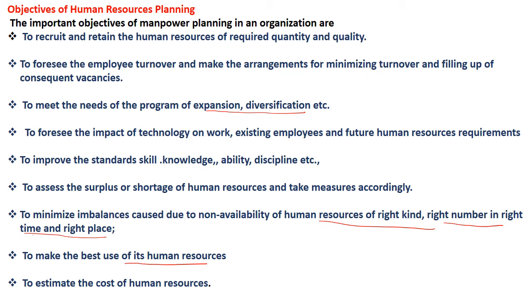Then to meet the needs of the programs of expansion and diversification. Expansion of business means, for example, if a firm has business only in a particular area, they are expanding into a district or a state. So that is expansion. Diversification means they are currently running an educational based business, but now they are planning for a manufacturing based business. So that is diversification.